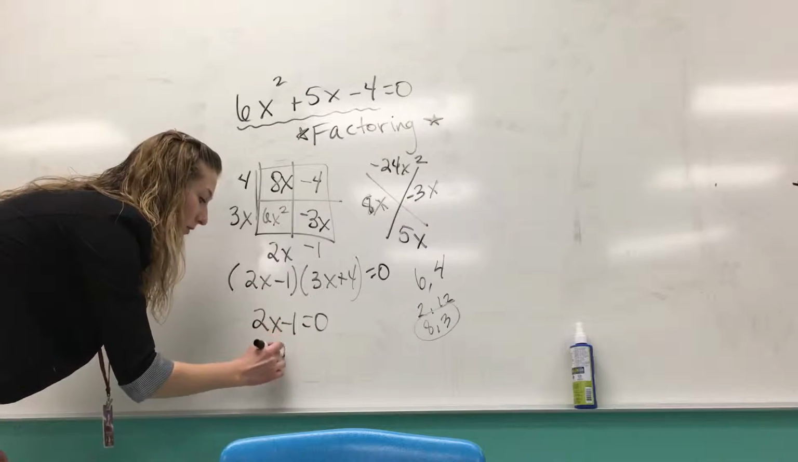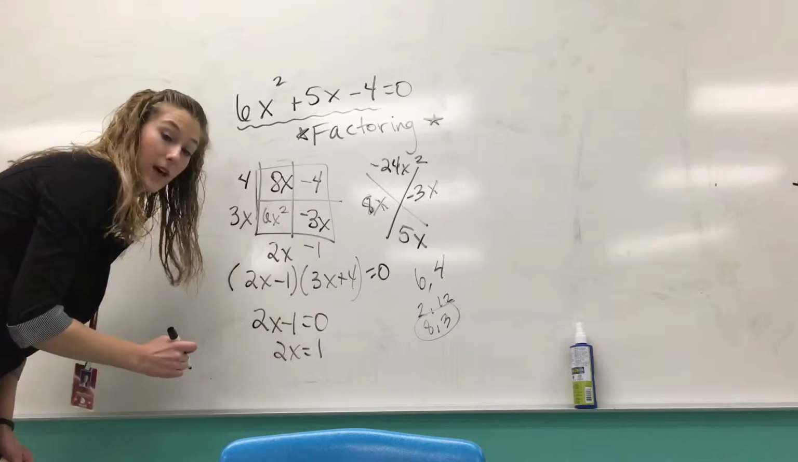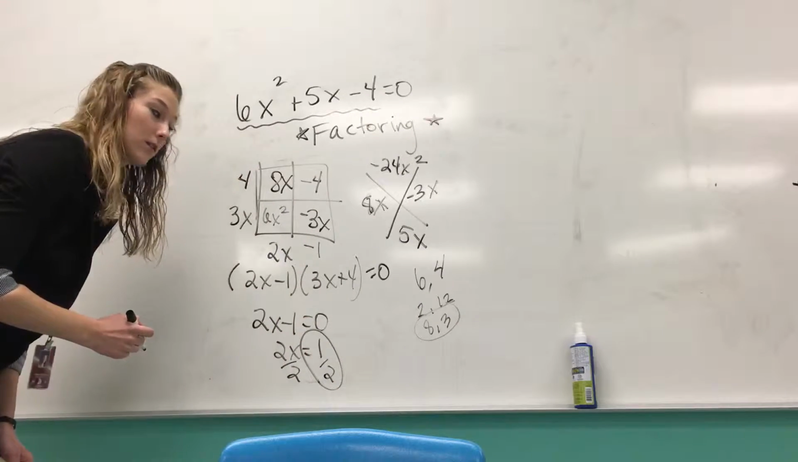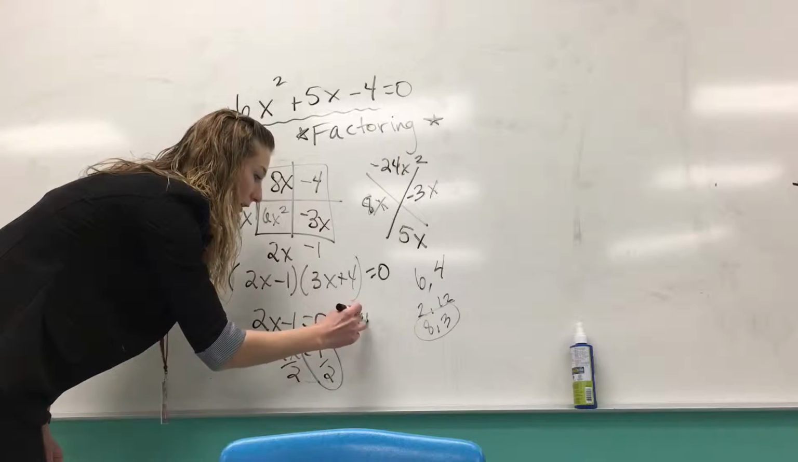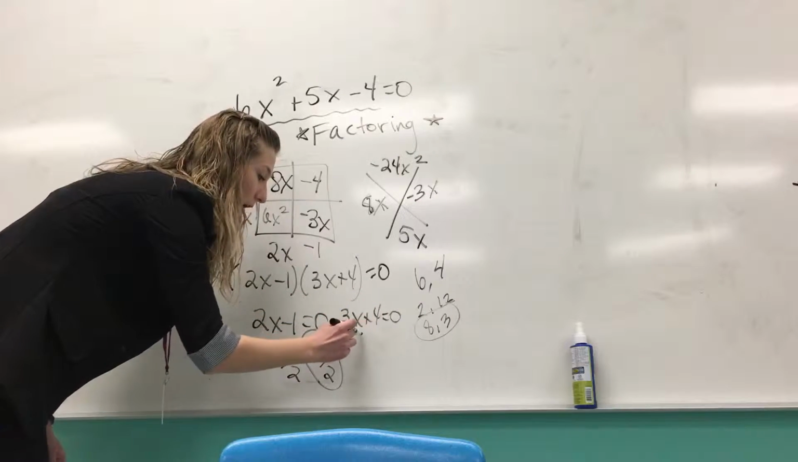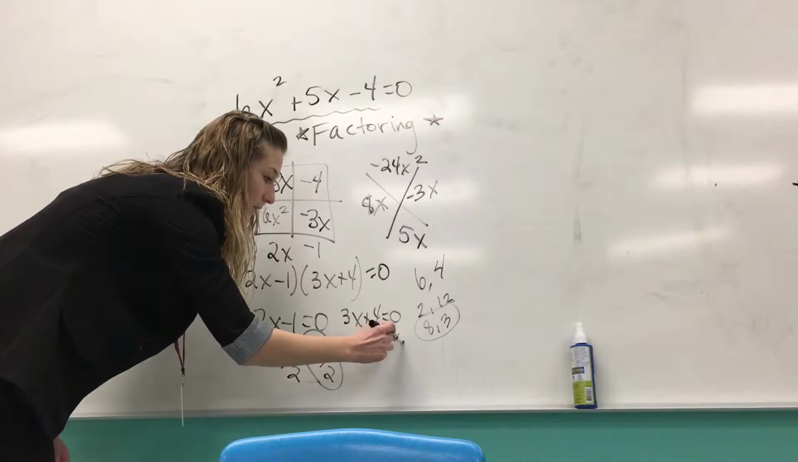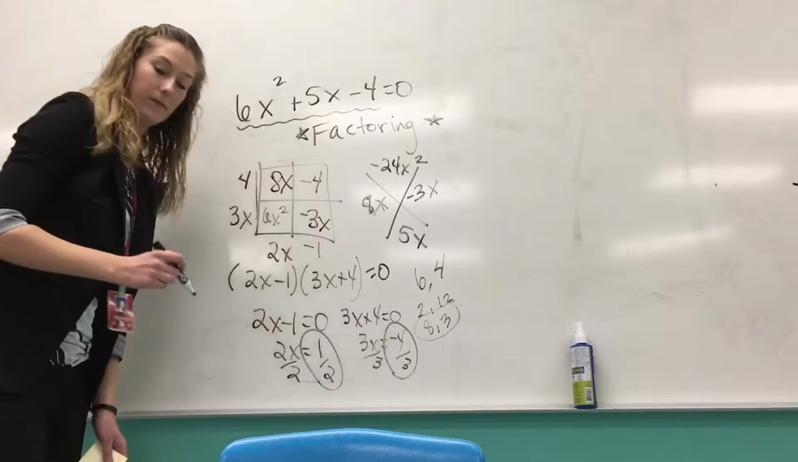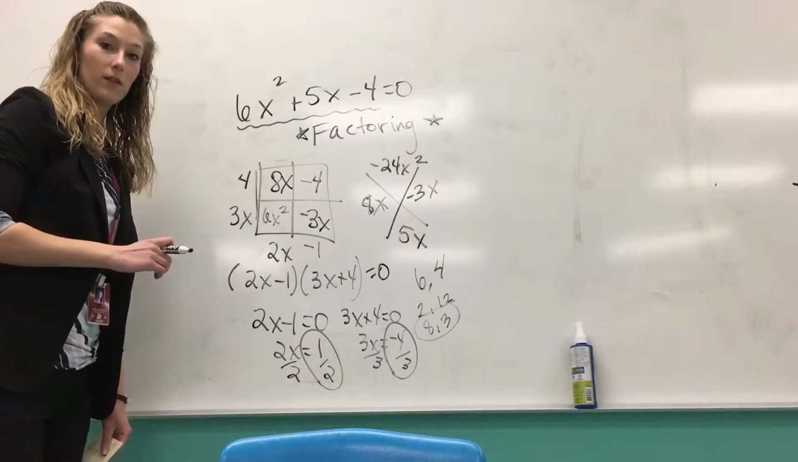So if I add 1 to both sides and then divide by 2, I'll get x equals 1/2 is one of my answers. If I set this equal to 0, subtract 4 on both sides and divide by 3, I'll get negative 4/3 is my other answer. Okay? So hopefully that helped you on this problem.